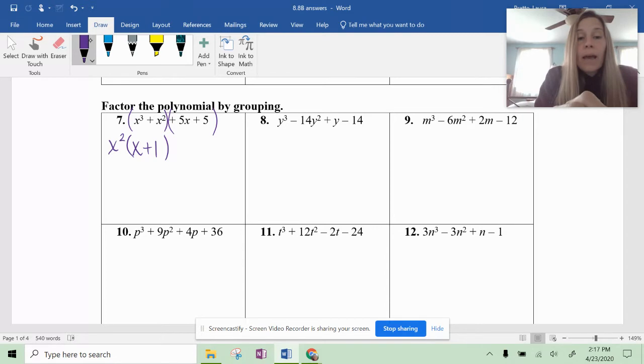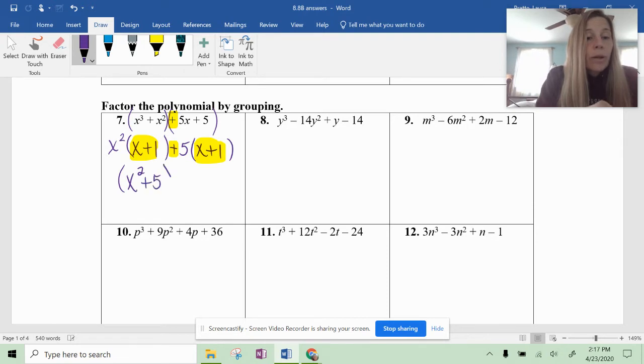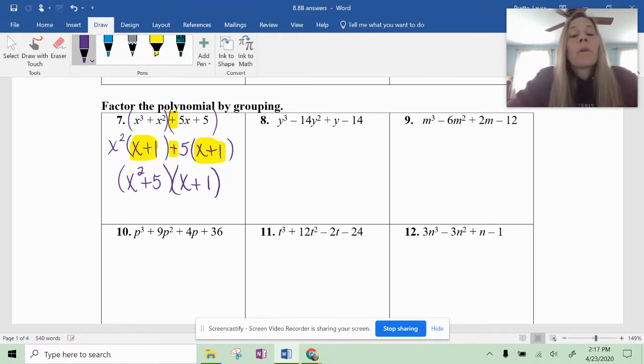Then on the second half, they're both divisible by 5. And then you're left with x plus 1. Now remember, whatever sign is here has to go on that number when you take it out. Now I have an x plus 1 and an x plus 1. So I'm going to put my two GCFs together, which are x squared plus 5, and then my repeated factor is x plus 1. Now, x plus 1 is completely finished.